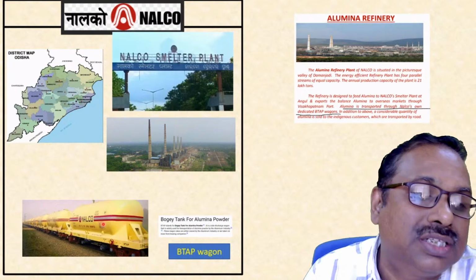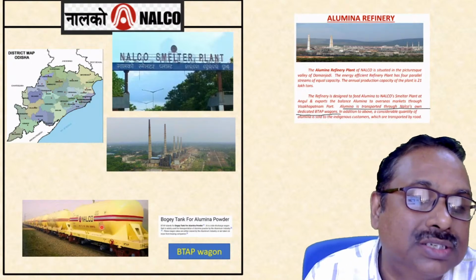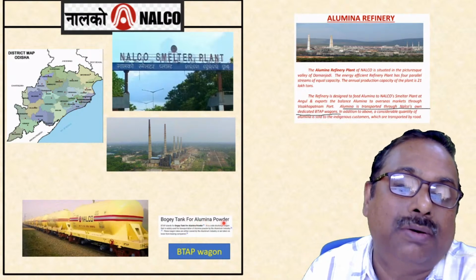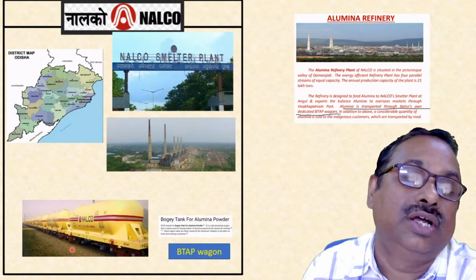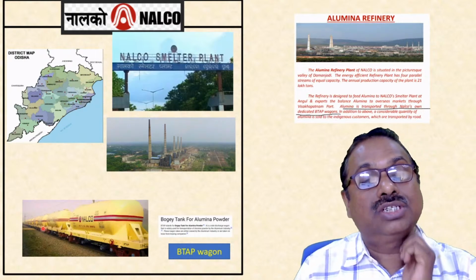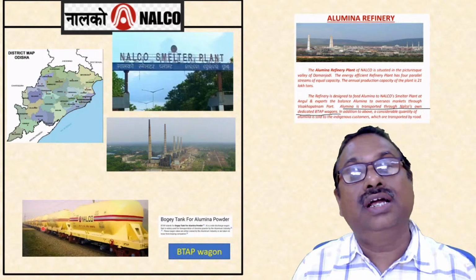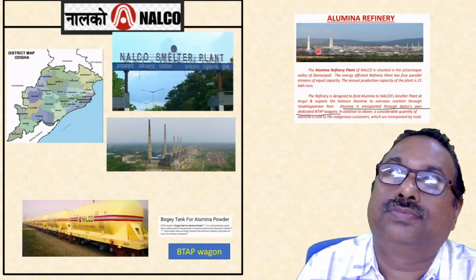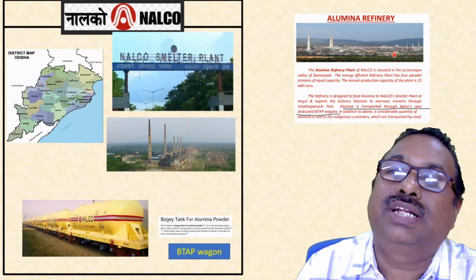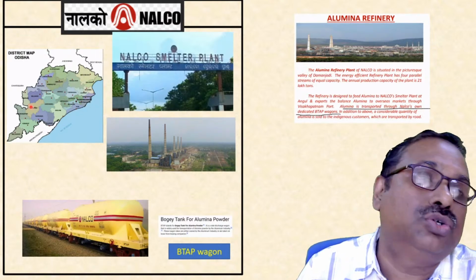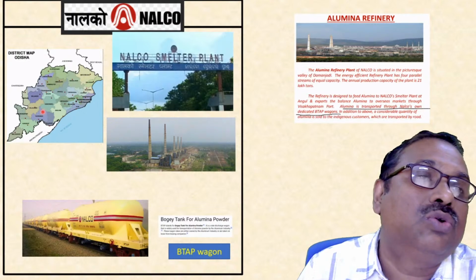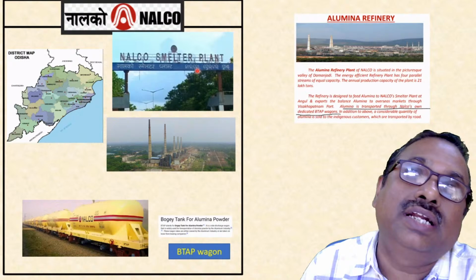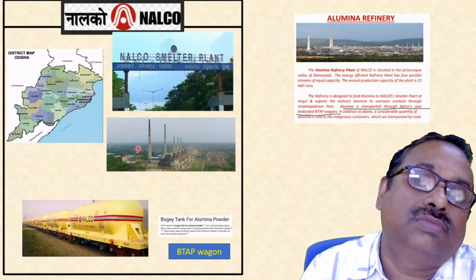Please see this figure. These are BTAP wagons. Bogie tank for alumina powder. Right? So they have these exclusive wagons. And this plant is your raw material, they extract raw material here in Damanjodi, this area, then it goes to the smelter plant here, where they get aluminium, and power they get from this plant.